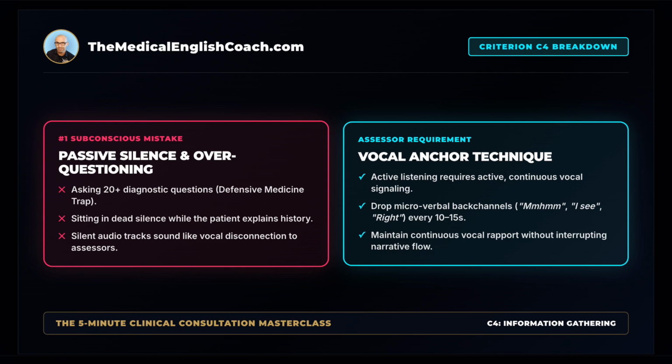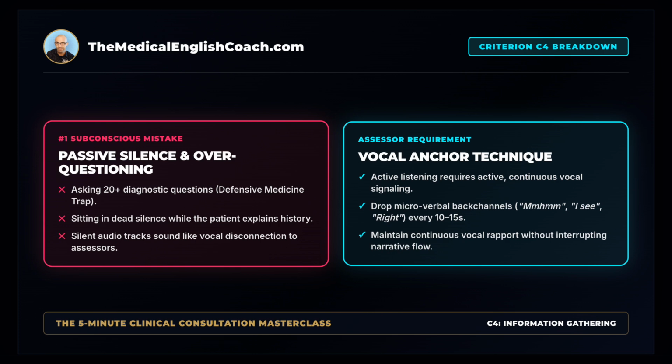Criterion C4, information gathering. This is where the defensive medicine trap destroys your score. You think information gathering means acting like a cautious doctor on a real ward, asking 20 open-ended diagnostic questions to rule out every possible disease. In a 5-minute OET simulation, over-questioning leaves you with 0 time for management. But there is a second, invisible trap here: passive silence. While the patient is speaking, you sit in dead silence, waiting for your turn to talk. In a spoken exam, silence sounds like disconnection.